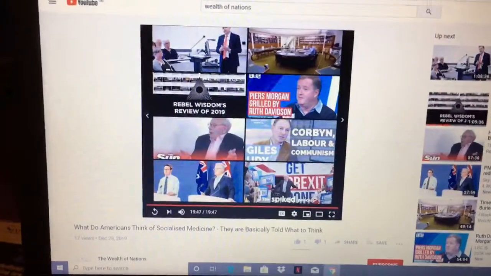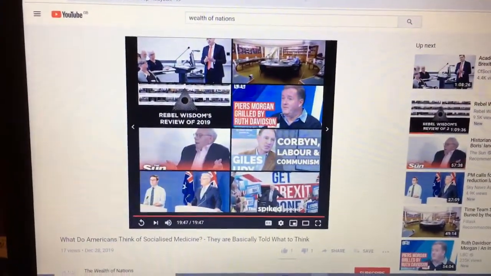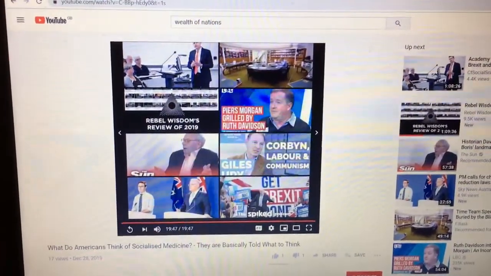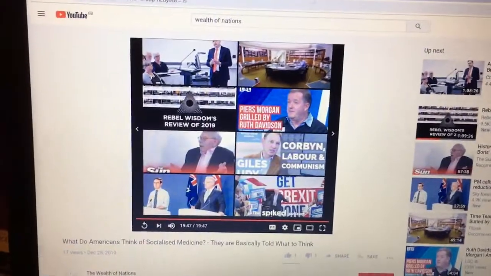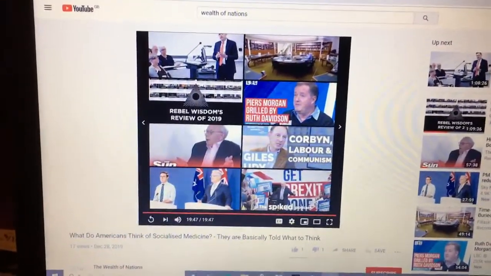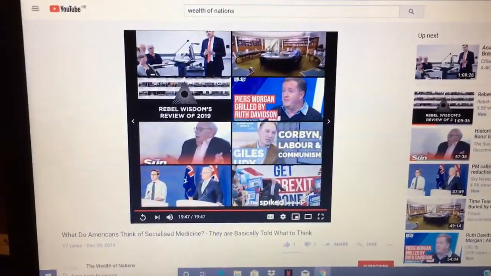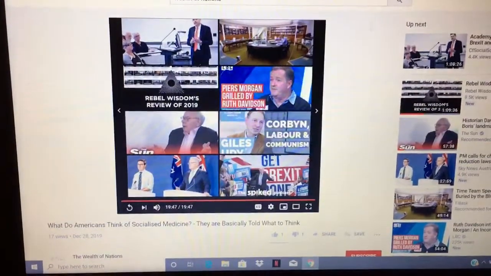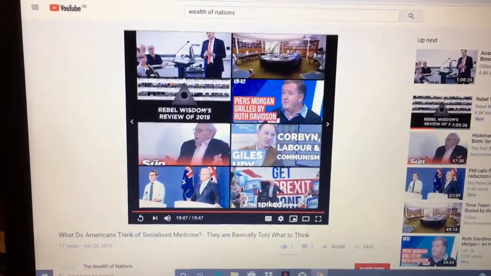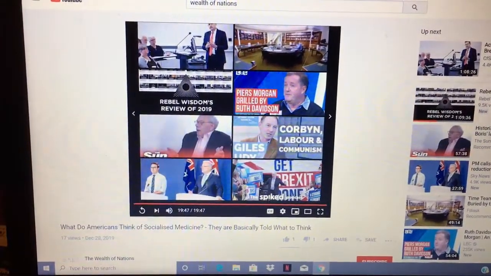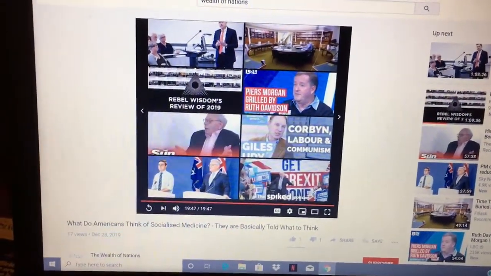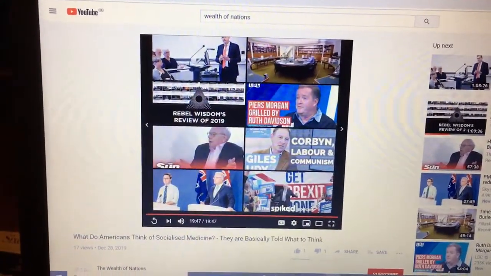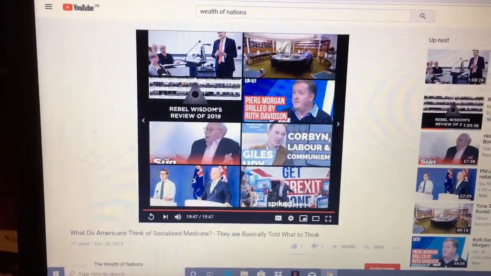Now, obviously, The Wealth of Nations, anybody who has any understanding of the Enlightenment or economics, is one of the most seminal books produced by any figure in the Enlightenment, and that's the Scottish philosopher, economist, whatever you want to call him, Adam Smith. Along with people like Charles Darwin and Isaac Newton, these are all huge figures of the Enlightenment.